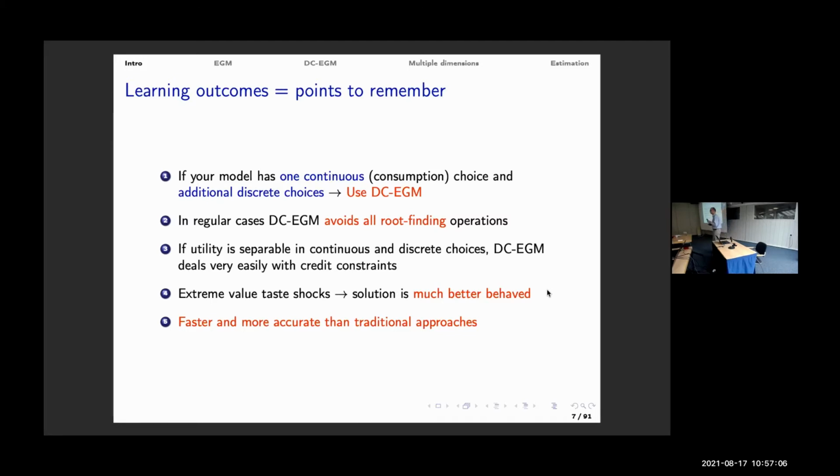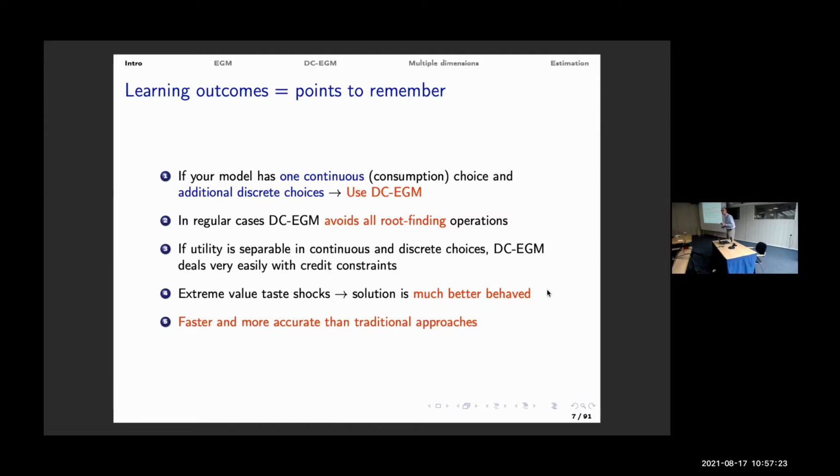We have a question already. So how does it work with normal shocks? So the shocks are not even part of the picture here. The shocks you will have to treat in the usual way. So you can calculate expectations within this framework as you would do with value function iterations.